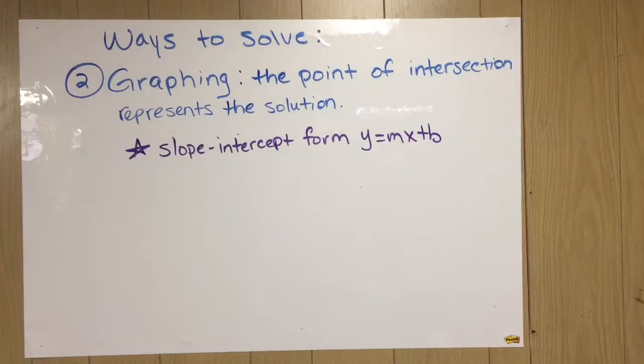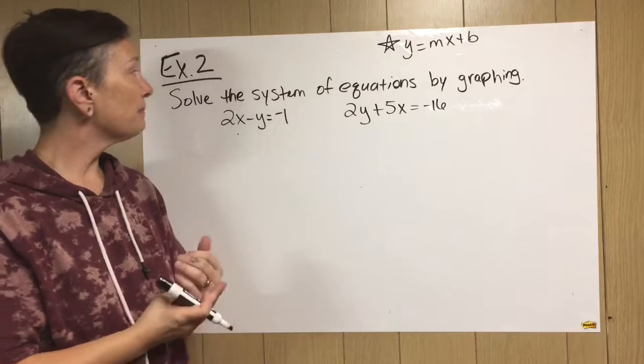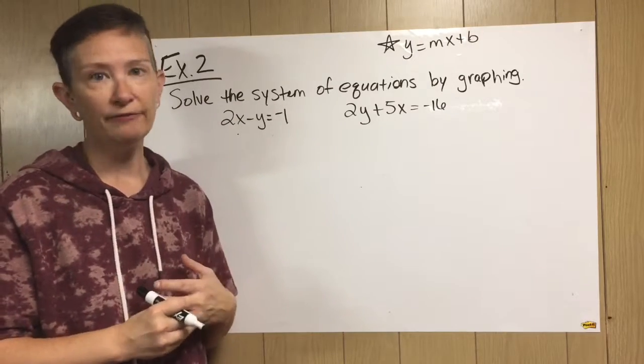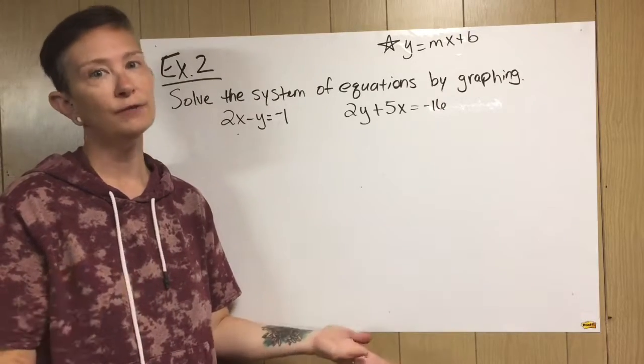The second way to solve a system of linear equations is by graphing. The solution to this system will be the point of intersection of those two linear equations. Please make a note that before you begin to graph equations, please put them in slope-intercept form, which is y equals mx plus b. Okay, example number 2 says, solve the system of equations by graphing. Once again, it specifies to solve by graphing, so that's how we're going to solve this system.